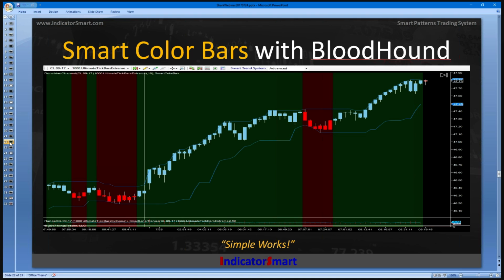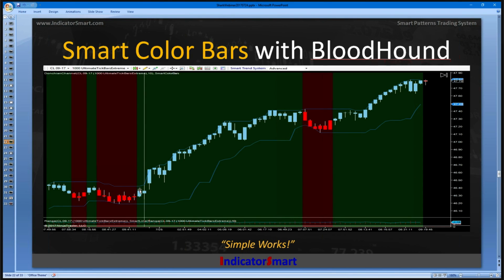So this is an example. Actually, if I'm not mistaken, wow, that's today's chart. Very cool. So what happens is this: the color of these bars is painted by the smart trend system. And I have just coded this to make those colors change based on the bars.